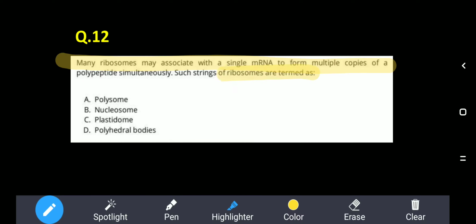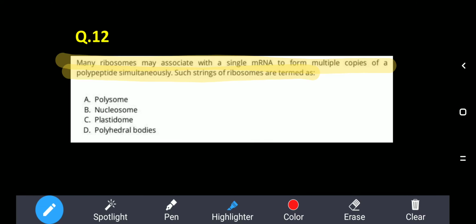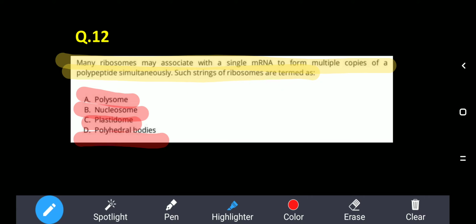Such strings of ribosomes are referred to as polysome, nucleosome, plastidome, polyhedral bodies. Okay, for this we need to look at certain structures. Out of which we have the ribosomes, and when you look at the structure of ribosomes, the ribosomes are having two subunits in them. One is the large subunit and a small subunit.